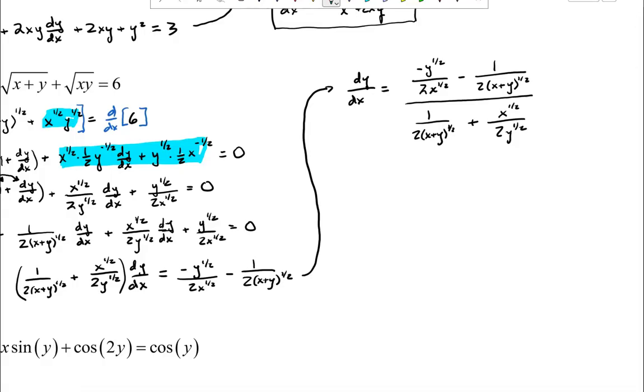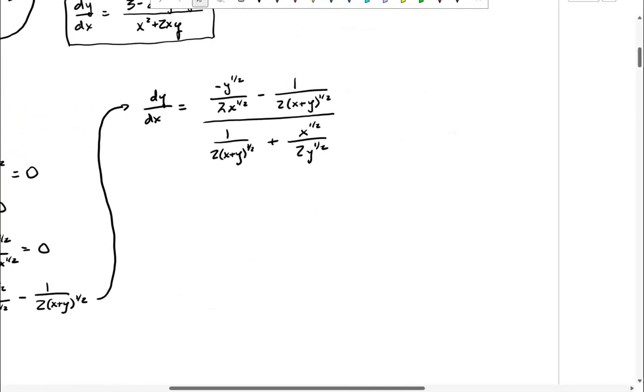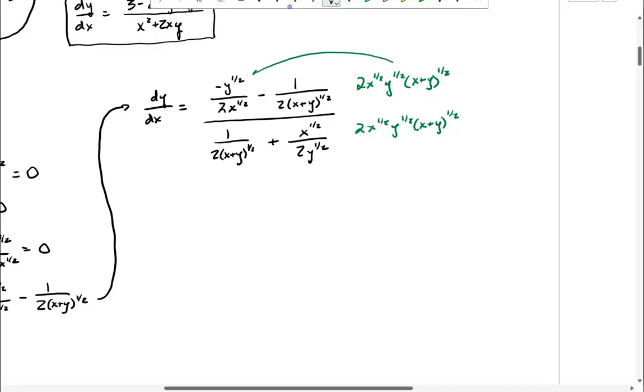Next, we're going to clear all of these fractions in both the top and the bottom by multiplying by the LCD. We're going to multiply on top by 2x to the half, y to the half, times (x plus y) to the half, and do the same thing on the bottom. This quantity in green now will be distributed here, here, here, and here, and we'll get a bunch of cancellation.